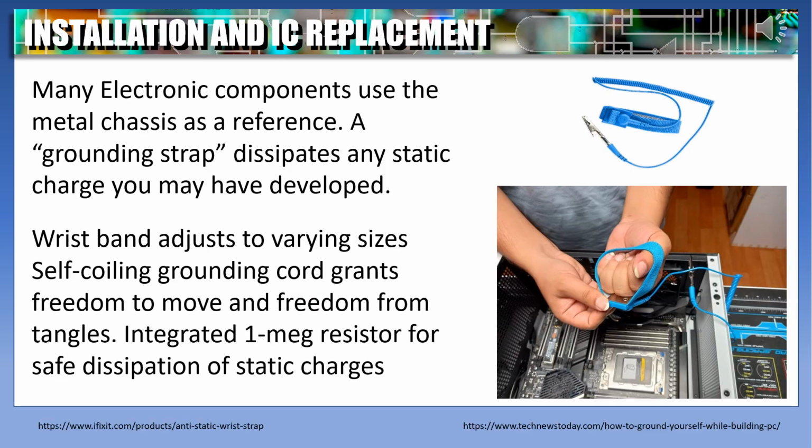Many electronic components use the metal chassis as a reference. A grounding strap dissipates any static charge you may have or developed. Wristbands adjust to varying sizes. Self-coiling grounding cords grant freedom of movement and freedom from tangles. An integrated 1 meg resistor for safe dissipation of static charges is included.